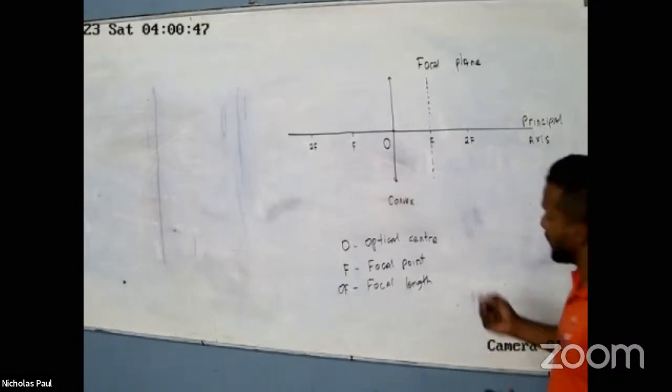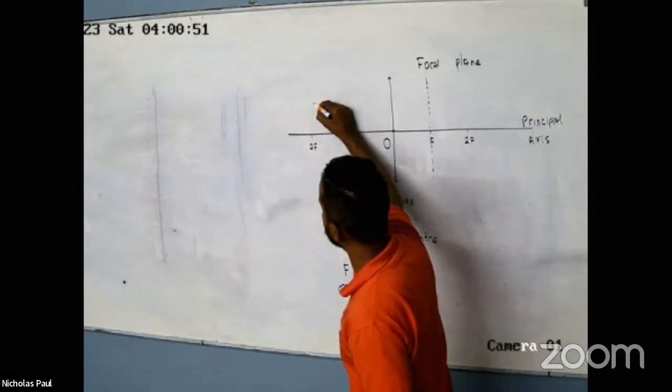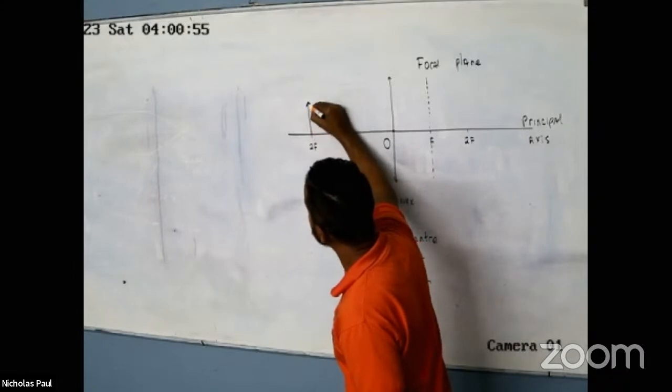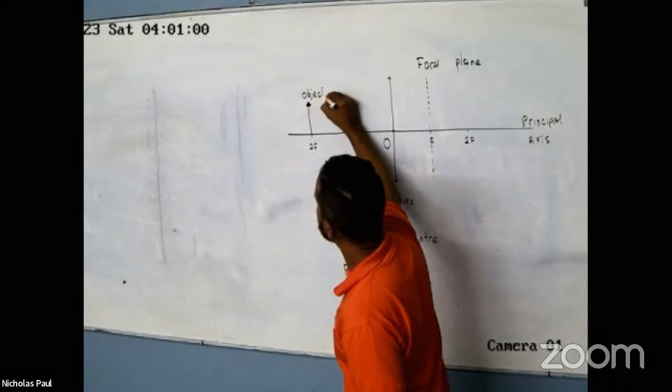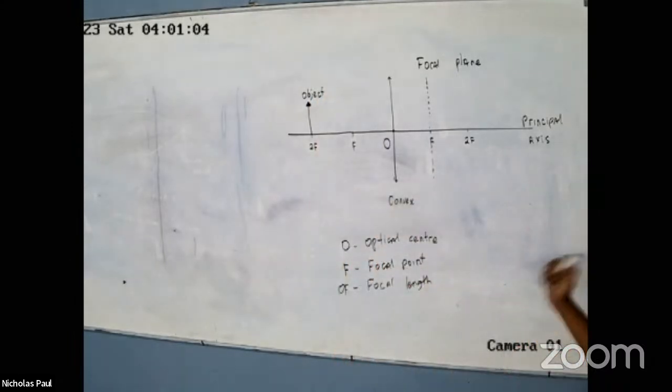All right. If you place your object here, let's just say the object is an arrow, so you can draw a little arrow. We can figure out where the image is. So I'm going to show you how to determine where the image is. These are the properties of the lens that we need to know, and we're going to talk about the image.